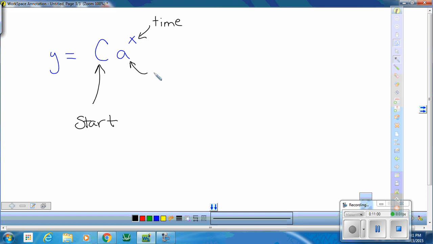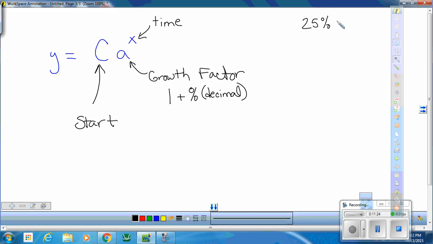A is our growth factor, or tomorrow we'll talk about it being our decay factor. Now, it is interesting to point out that your growth factor is not just the percentage. The growth factor is 1 plus your percentage that's been changed into a decimal. Remember, we never put percentages in just as percentage. If something is 25%, then I'm going to have to change that to a decimal, and it's going to be 0.25. Remember, you just divide it by 100.